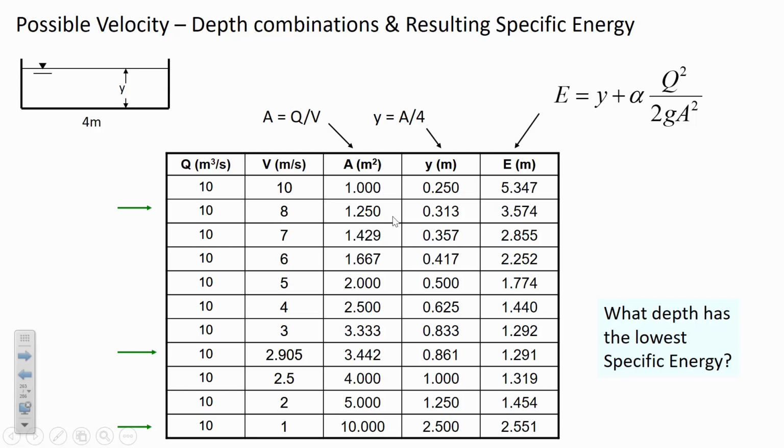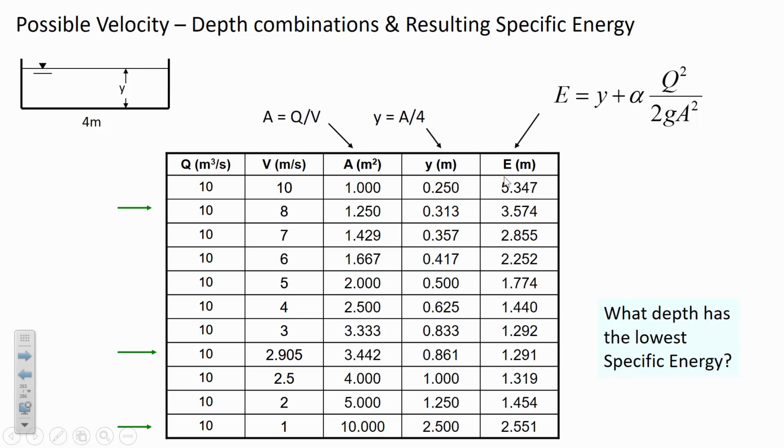So for every different flow depth, you'll notice that there's a different specific energy. It's the same flow rate, the same roughness of the channel, and the same channel width, but by increasing and decreasing the slope, we're forcing the flow to go at either a lower velocity or a higher velocity.